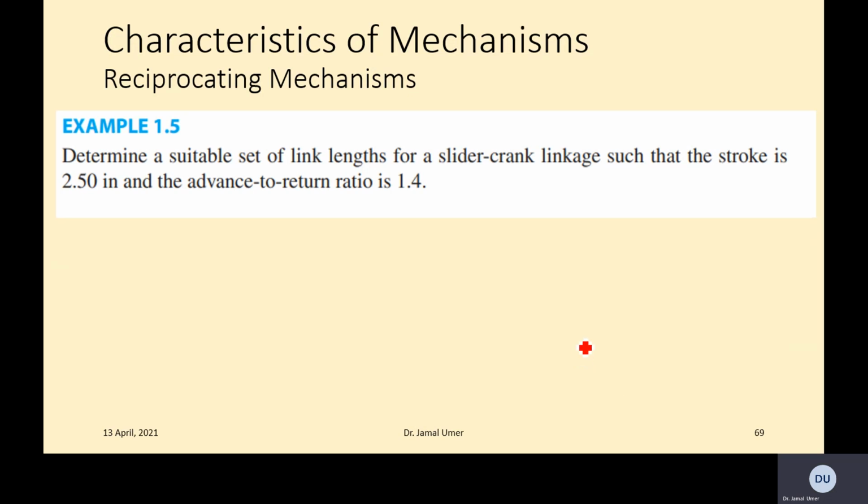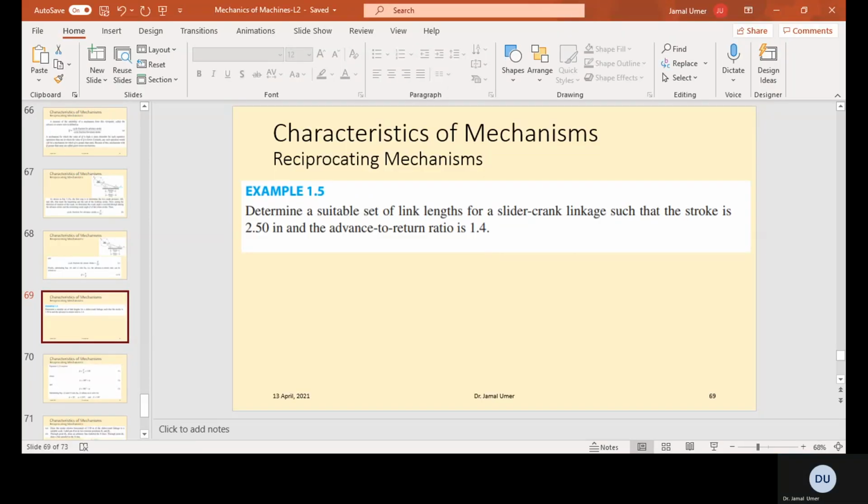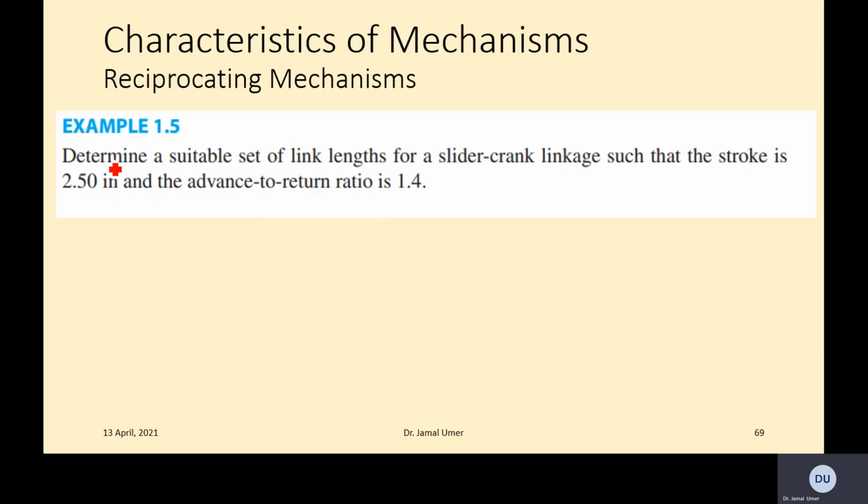Then we have another example to be solved. The example is: determine a suitable set of link lengths for a slider crank linkage such that the stroke is 2.5 inches and the advance to return ratio is 1.4. So the Q value is given as 1.4, and the stroke length is given as 2.5 inches. These two parameters are given, and you have been asked to design the mechanism. When you say design a mechanism, it means you have to determine the lengths of the links.